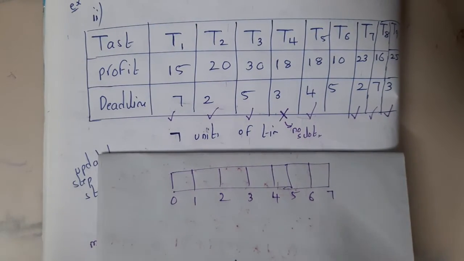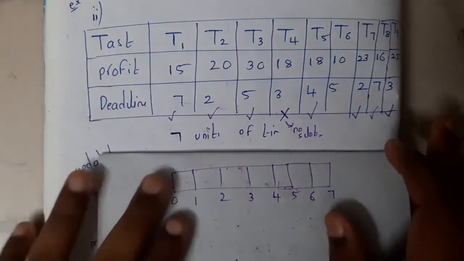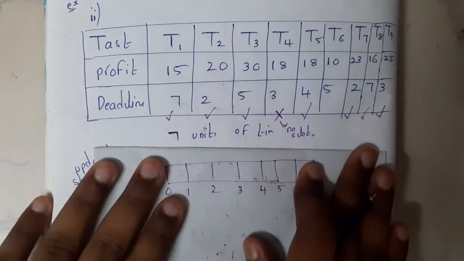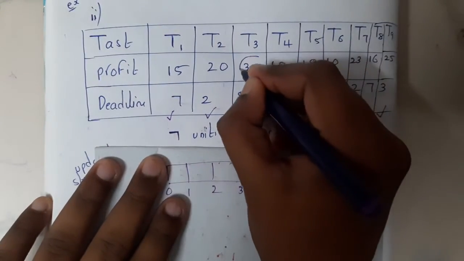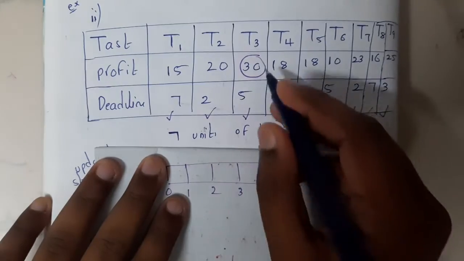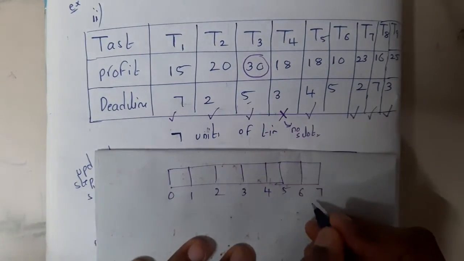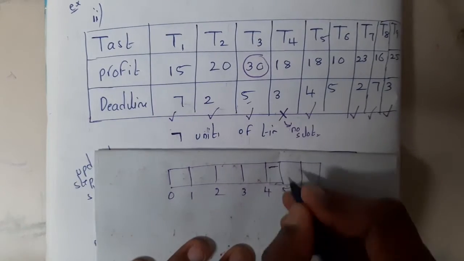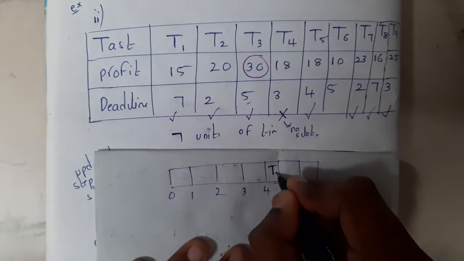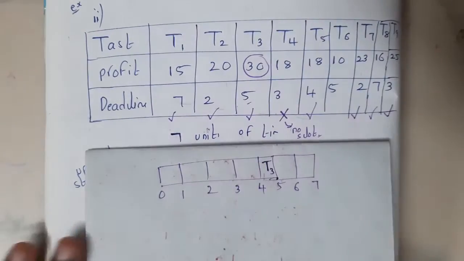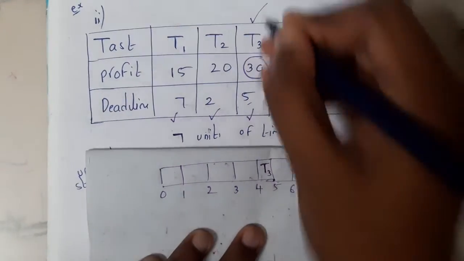The first statement I told: select the maximum value. So what is the maximum, guys? 30, right? That is T3. Where T3, what is the maximum time it can take? 5 units. So let us take 5. Let us write it here. T3, before 5 only it is completed. Absolutely perfect. So T3 got a slot.